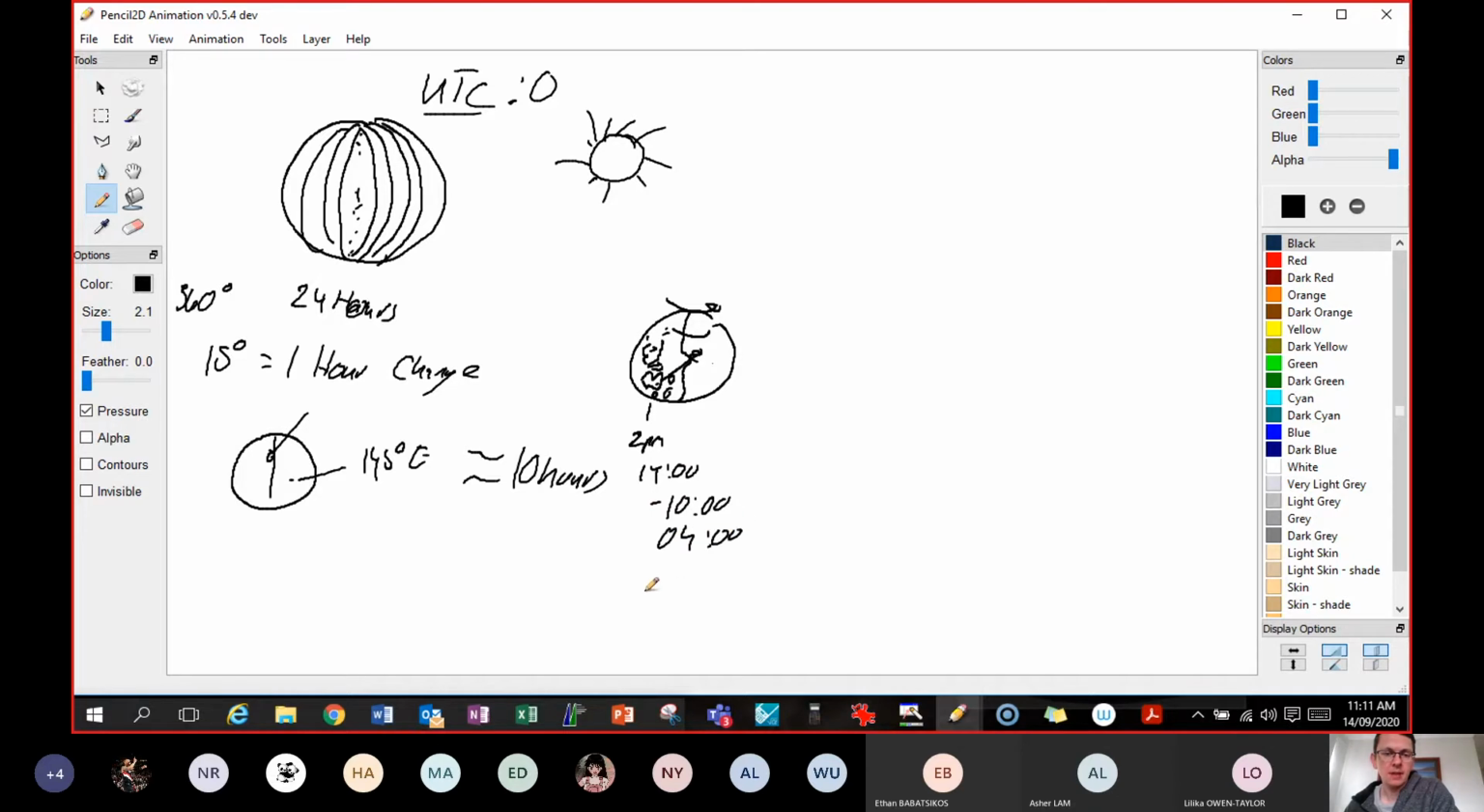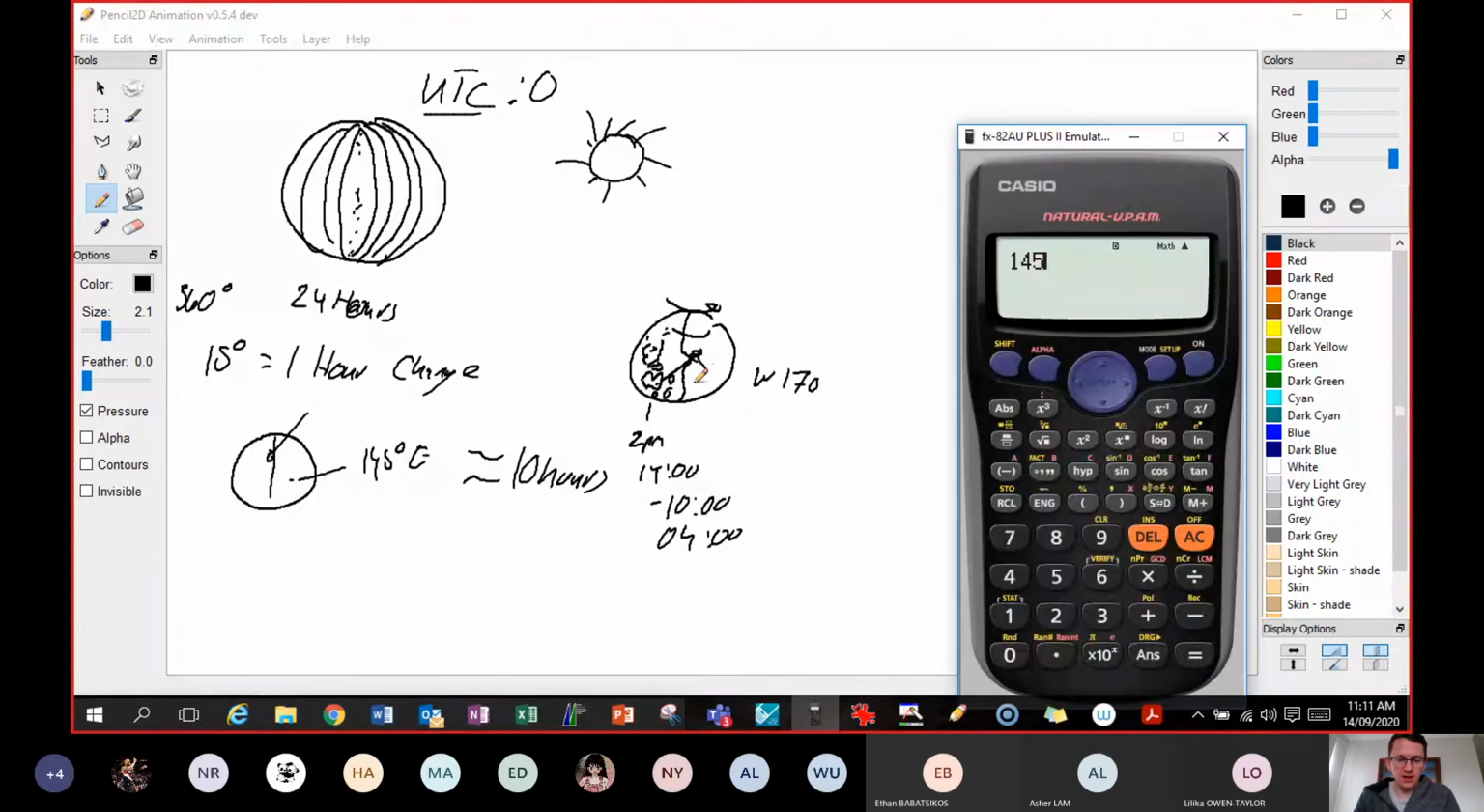Now, if you want to go to Hawaii, Hawaii is, I think, about 170 degrees west. So if you think about that, that's got to go right around. The difference between these two on the date line, because we're at about 145 plus 170, and if you're confused, that's okay, don't worry, because we're going to explain a bit more, is 21 hours.